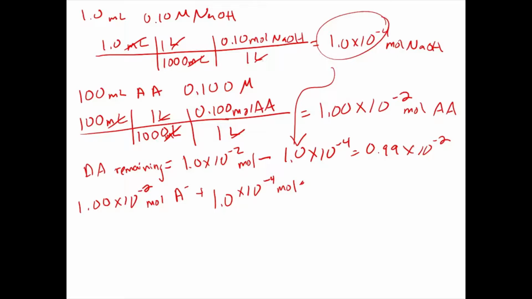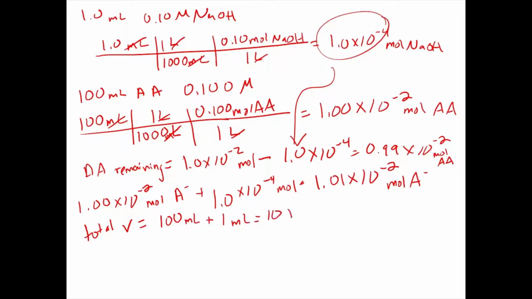Okay. And so now its total is going to be 1.01 times 10 to the negative second moles of acetate ion. So now to get their concentrations, our total volume is going to equal 100 milliliters plus that 1 milliliter. So we have 101 milliliters, which is 0.101 liters.